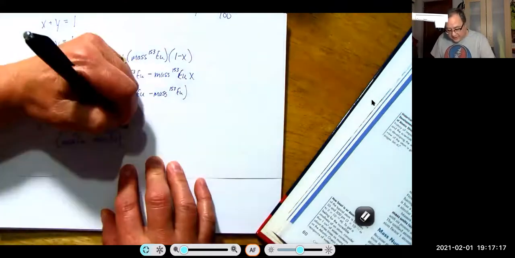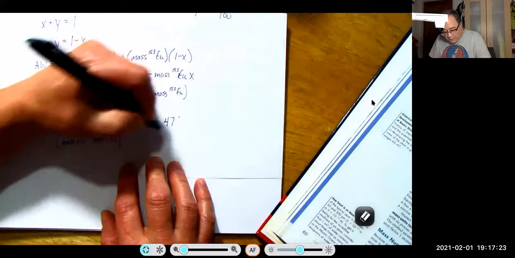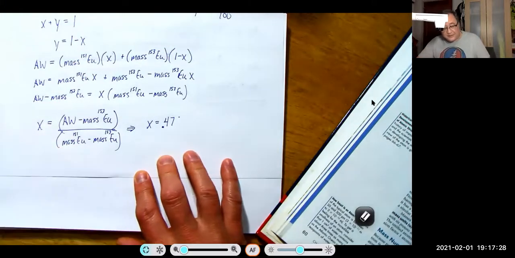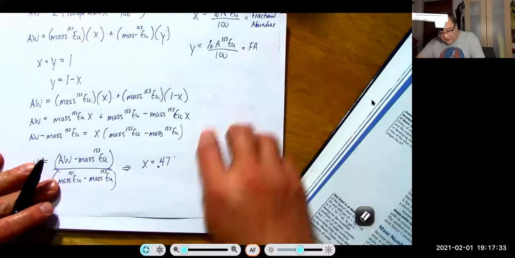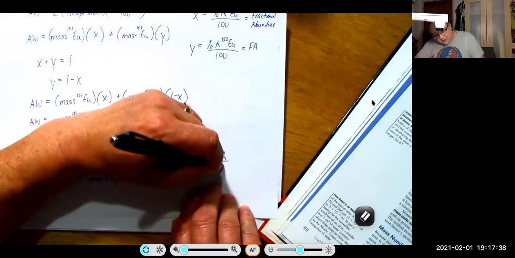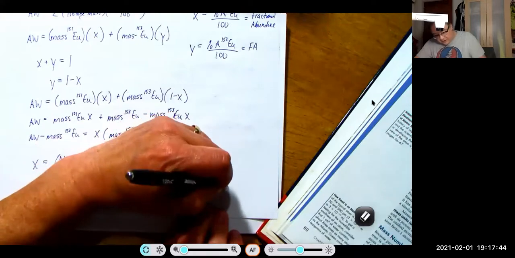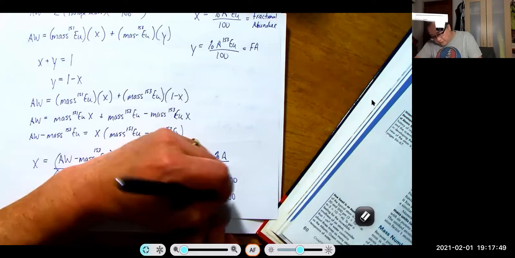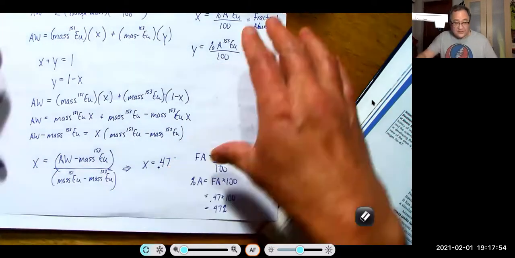And so here, if X is equal to 0.47, that means that the percent abundance, using the formula up here, X is the fractional abundance. So we have fractional abundance is percent abundance divided by 100, which means that the percent abundance is the fractional abundance times 100. So if we got this, we would get 0.47 times 100, which would be 47%.